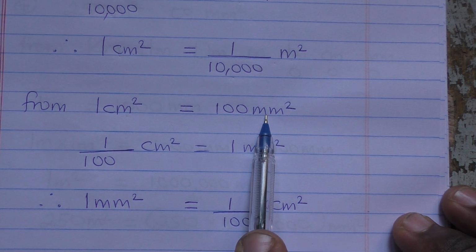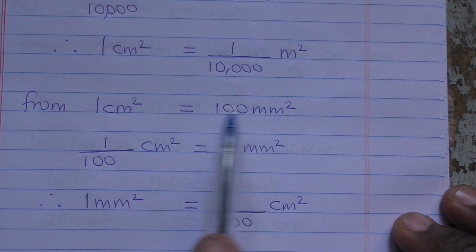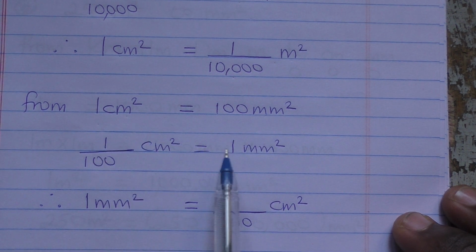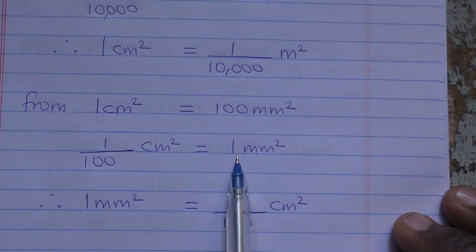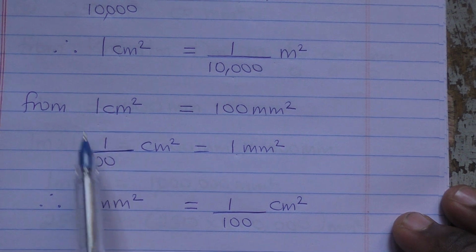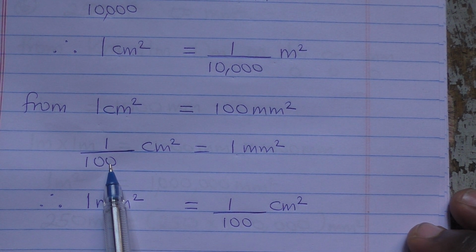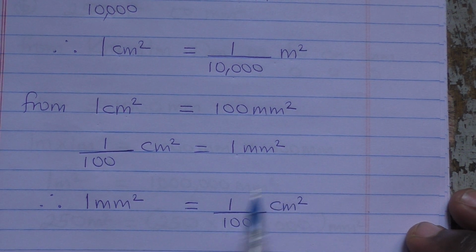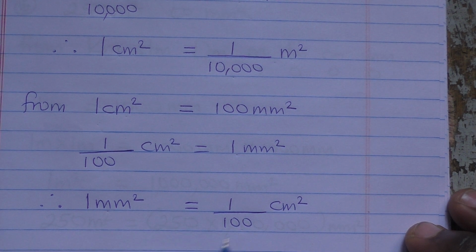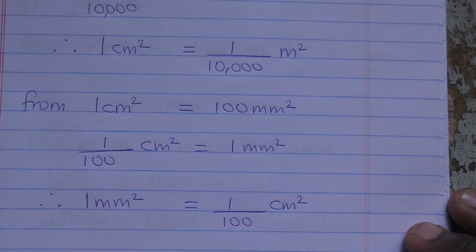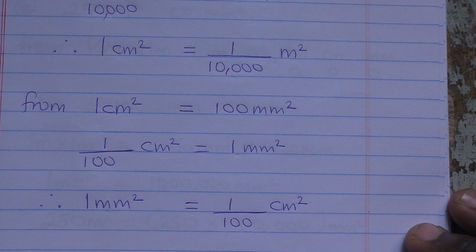Lastly, we have 1 centimeter squared equaling 100 millimeters squared. And therefore, if we are to change from millimeters squared to centimeters squared, we shall divide by 100 on both sides. By 100, we get 1. By 100, we get 1 over 100. And therefore, we shall have 1 millimeter squared being equivalent to 1 over 100 centimeters squared. So, now let us look at the examples.